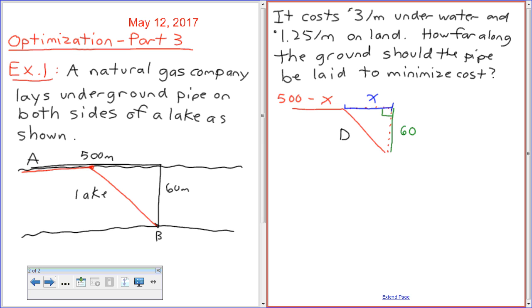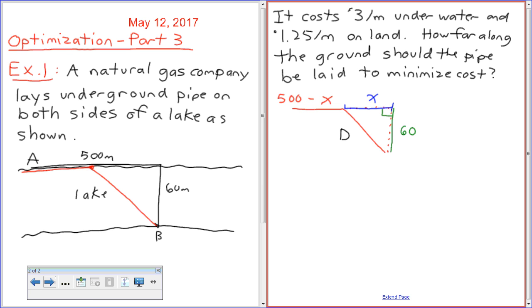Either one of those two parts could be 500 minus x in a way, and then the other one would be x. Yes, it'll still give you the same thing. The only difference is, when I'm looking at this, how am I going to solve for D here? It's going to be the Pythagorean theorem, right?